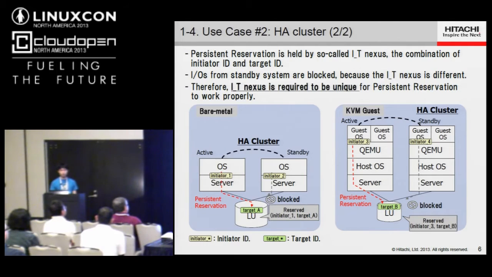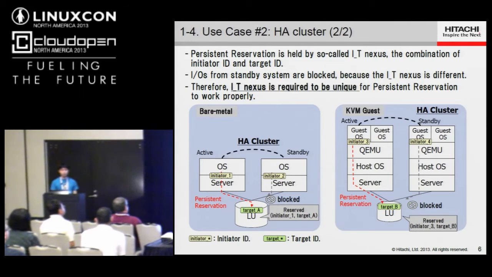Persistent reservation is held by the so-called IT nexus, the combination of initiator ID and target ID. Please see the left-hand side figure. The HBA on the server has an initiator ID, and storage has a target ID. By initiator ID and target ID, I mean WWN for the fibre channel case and IQN for the iSCSI case. Once persistent reservation is issued to storage, storage holds the data of the combination of initiator ID and target ID. In this case, persistent reservation is issued from initiator 1 to target A, so storage stores the combination of initiator 1 and target A.